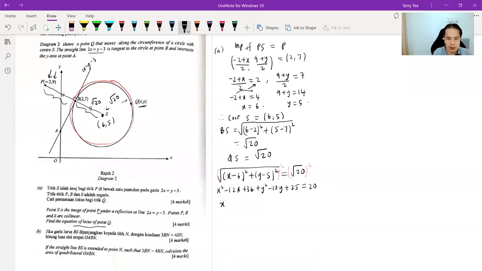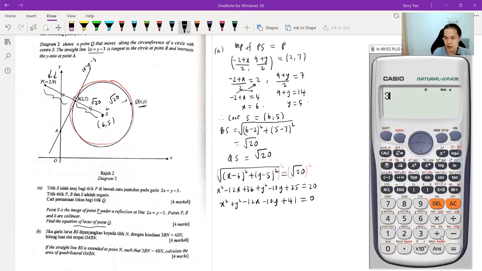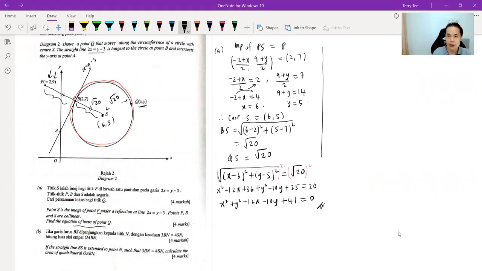So add them up: x squared plus y squared minus 12x minus 10y, then 36 plus 25 minus 20. 36 plus 5 gives us 41. If you're not sure, you can always use a calculator. 36 plus 25 minus 20, there you go, that's 41. So that is my equation of the locus of Q.